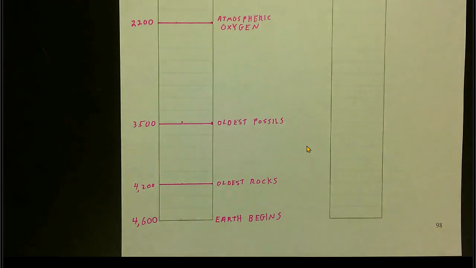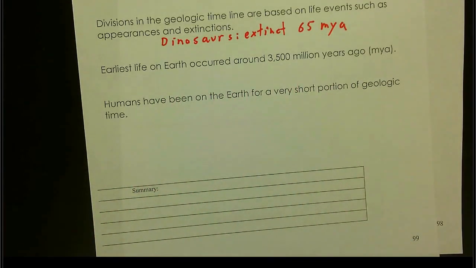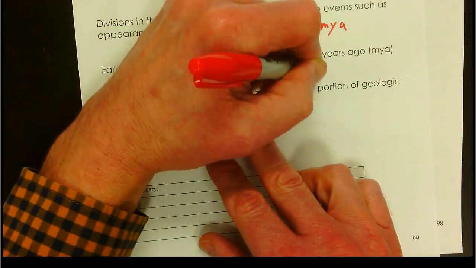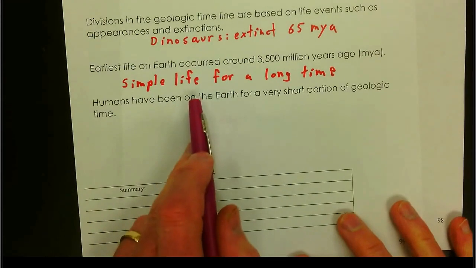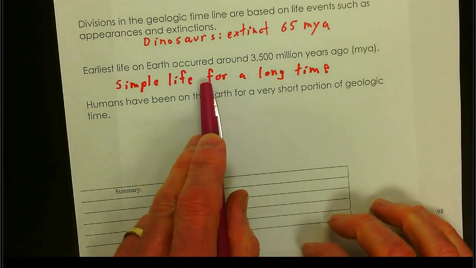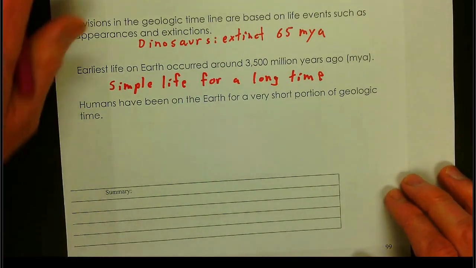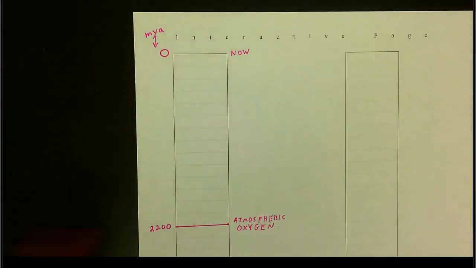If we look at our notes, we can see that the earliest life on Earth occurred around 3,500 million years ago. That's true, but it was very simple for a long time. Bacteria, mostly one-celled critters. And then we had an event that happened about 542 million years ago. And that's pretty high up on the chart. So if we go up towards the top, I'm going to go about 542 million years ago.